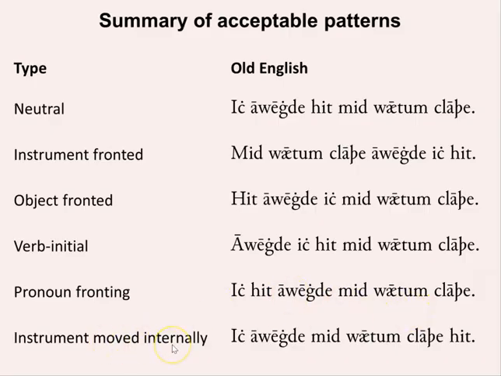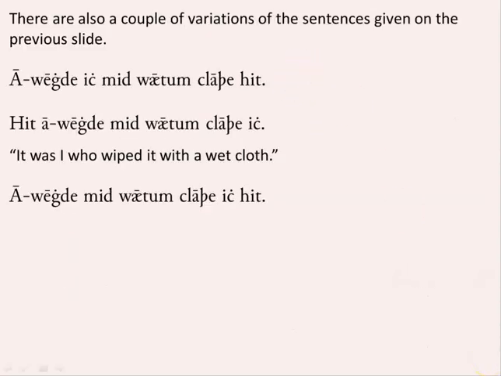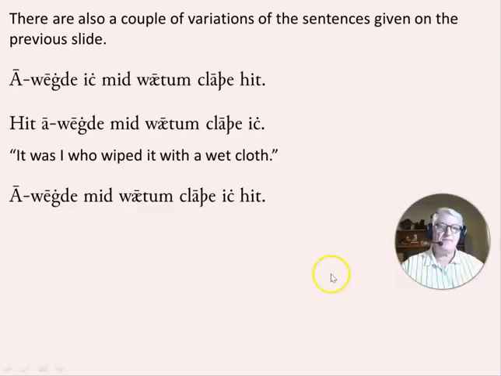Instrument moved internally: ich ā-wēġde mit wētum clāþe hit. You could do that. You've got verb second. You've got the subject in the nominative, and the object hit in the accusative, and you can displace those. It's important to keep verb second. All right, finally, there are also a couple of variations to the sentences given on the previous slide.